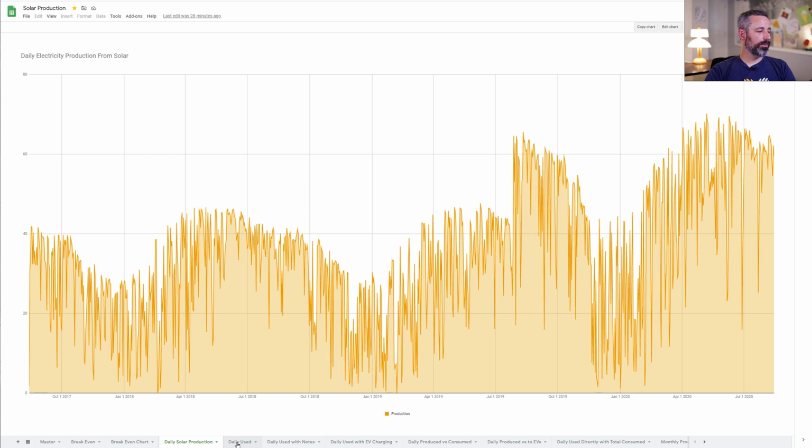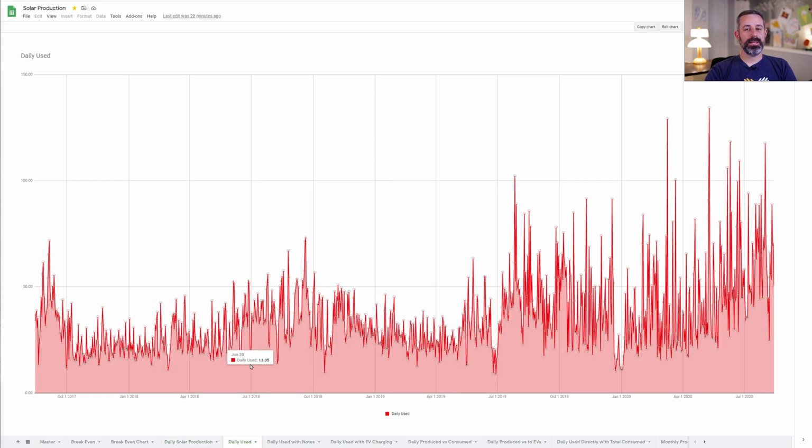So now let's jump over here to daily used. So this is now obviously how much we're consuming in the home. And these graphs go from the very beginning. So this is back to August 15th when our solar array went online in 2017. And then it goes all the way through to August 14th of 2020. So this is a complete 3 years.